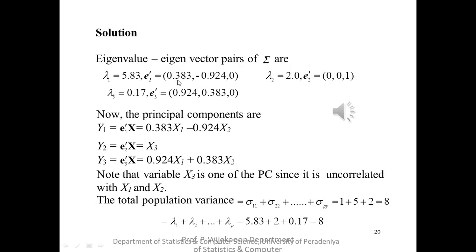Eigenvalues and eigenvectors of the variance-covariance matrix Σ are shown here. Then, using the eigenvectors, we can write the 3 principal components y1, y2, and y3. Note that the variable x3 is one of the principal components, since it is uncorrelated with x1 and x2 variables. The total population variance in this case is 8.